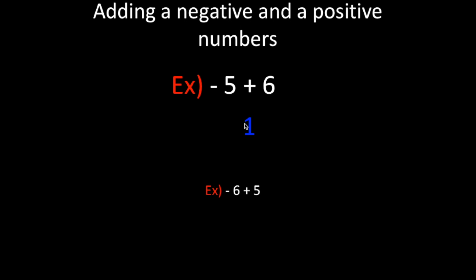Okay? Now let's look at another example. Now the question is reversed. We have negative 6 plus 5. Look at the sign. Both numbers have different signs. 6 is negative, 5 is positive. Because the signs are different, you subtract. That's 1. But in this case, the 6 has a negative sign and 6 is larger than 5, so your answer has to be negative. So that's why in this case the answer is negative 1.